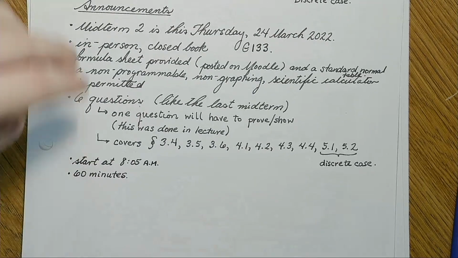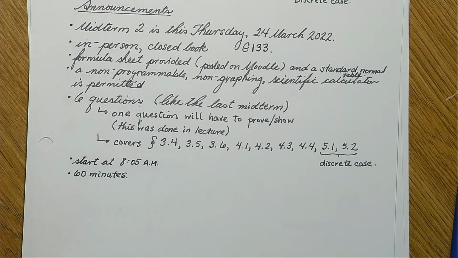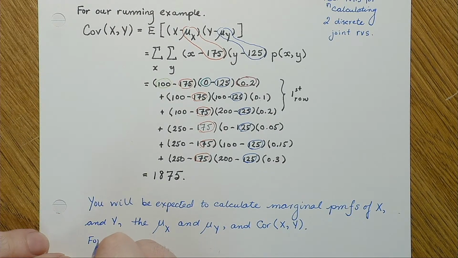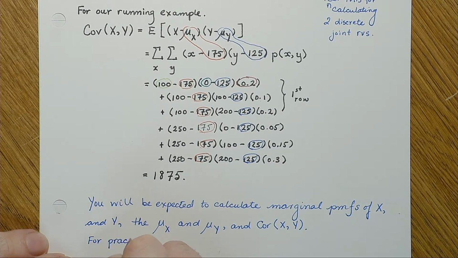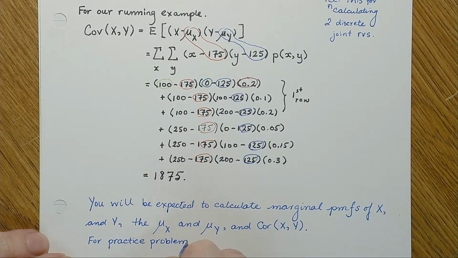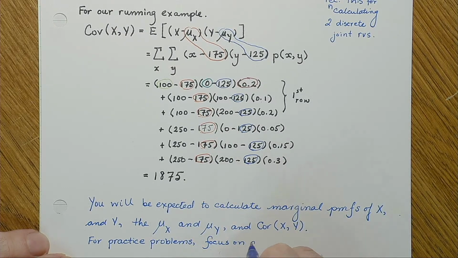The other thing I will say is if you are going to do practice problems for 5.1 and 5.2, I would just make a little note here. So for the practice problems, focus on discrete joint RVs. Okay?